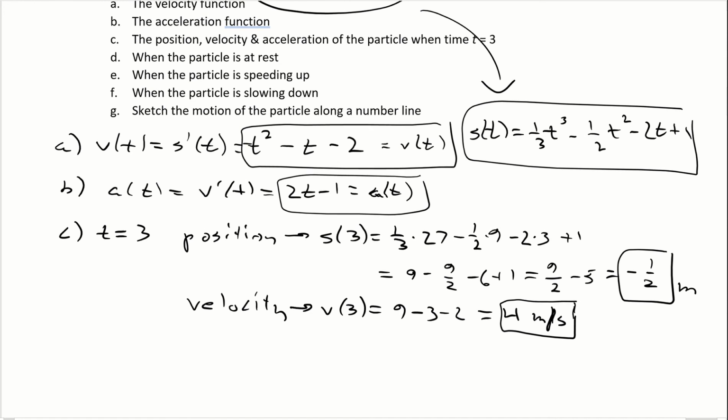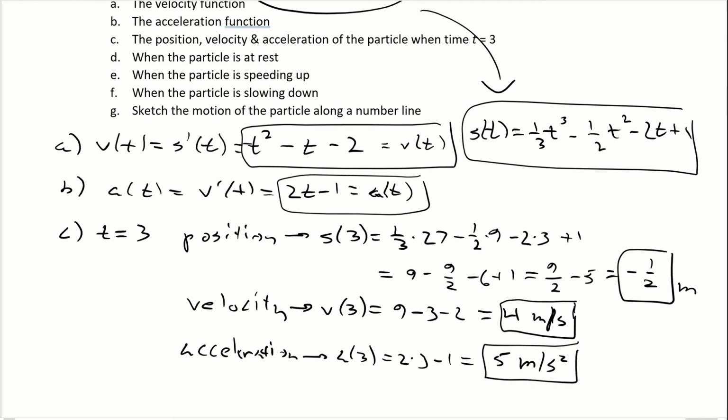Okay, and then finally acceleration. Acceleration is a of 3, and that means we've got 2 times 3 minus 1, and it's looking like 6 minus 1 is 5. Meters per second squared, they call it. So that's part C done.